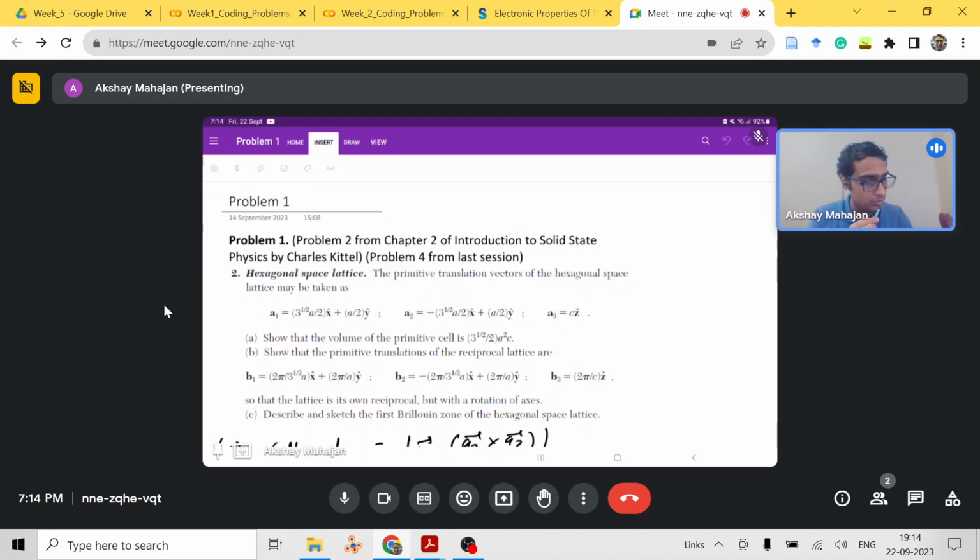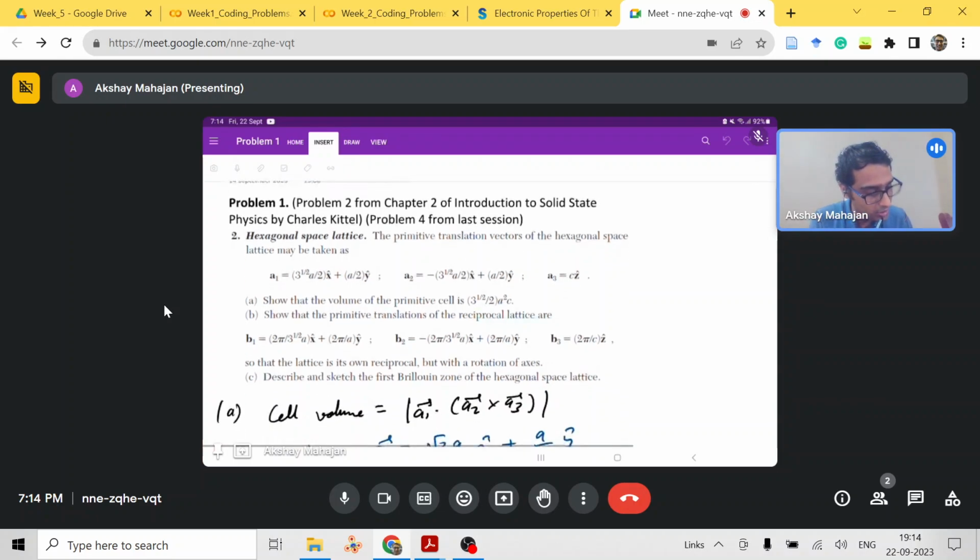So we will start with our problem number 1, which is basically problem number 4 from our last session. We were not able to complete it. We have completed the A and B parts of this problem. The C part was remaining. Okay, so let me just go through the problem again.